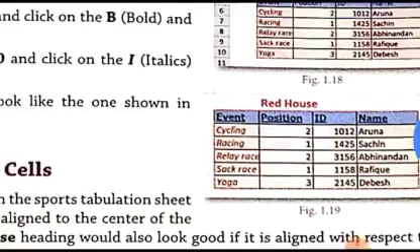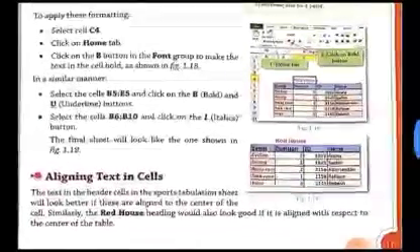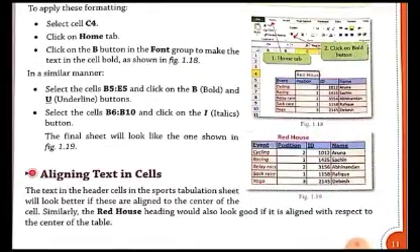Okay, so now the next topic is aligning text in cells. All of you know what aligning is. Aligning means changing the direction of text in your cell. Now we are going to study this in detail. We have studied alignment in MS Word also. All of you must remember this. What was alignment in the case of MS Word?